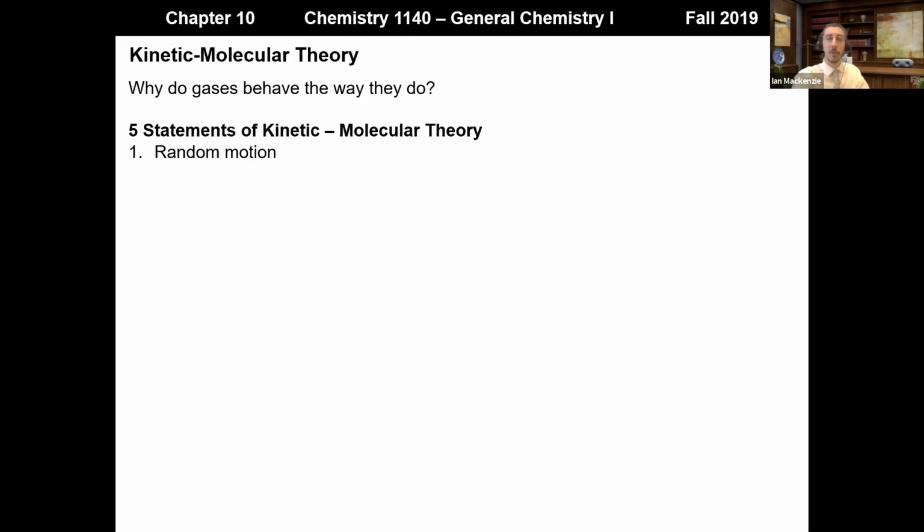It has 5 statements or postulates. Those statements are, first, that gas molecules have random motion, that there's nothing dictating the way gas molecules move. This could be simply from observation. There's nothing telling gas molecules, oh, move in a straight line in this direction. They simply move in any random direction.